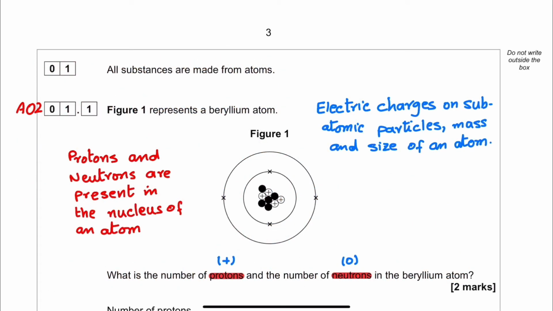Question number 1. All substances are made from atoms. 1.1 is an AO2 question, and this question is from the topic of electric charges on subatomic particles, mass and size of an atom. If we look here in figure number 1, which is a structure of an atom, we can see the atom consists of the nucleus and the shells which have the electrons.